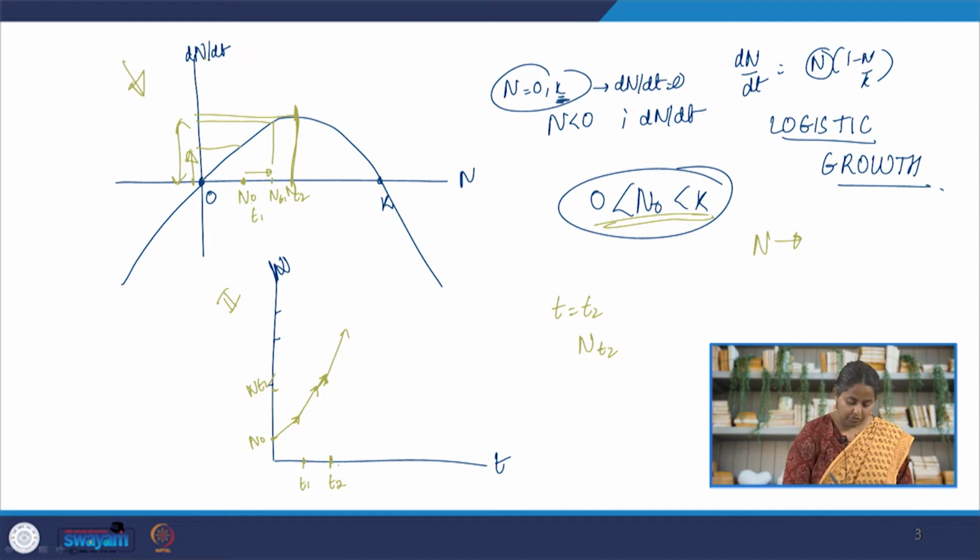Now as we move further in time, let us say we reach here at time t equal to t3, and now the population is N at t3.